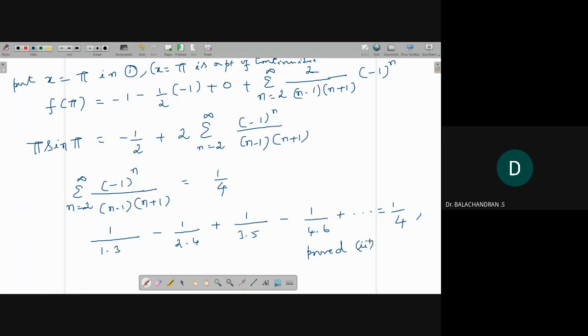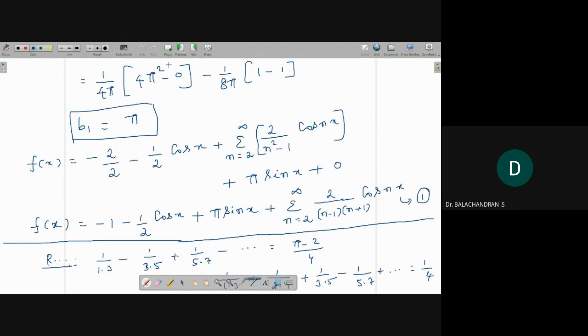Okay, so don't bother. At least we got one now. There is no need to do the first one and then the second one. You can even do the second one and then the first one also. So how to get the first one? Should we substitute pi by 2? Why?